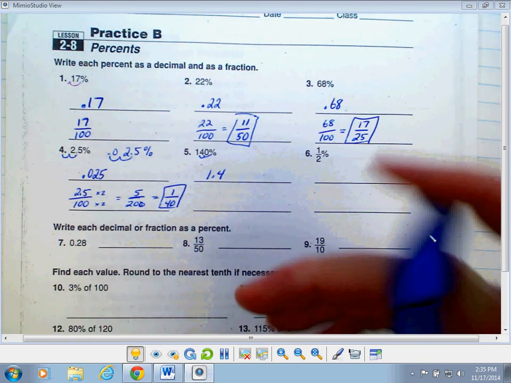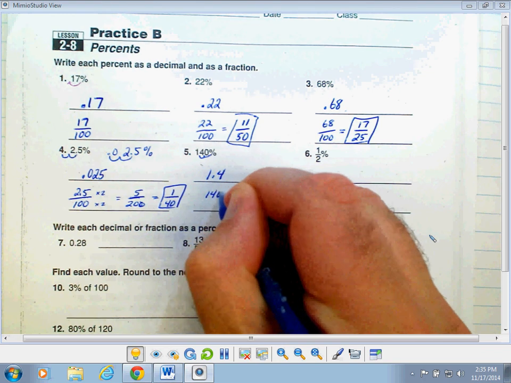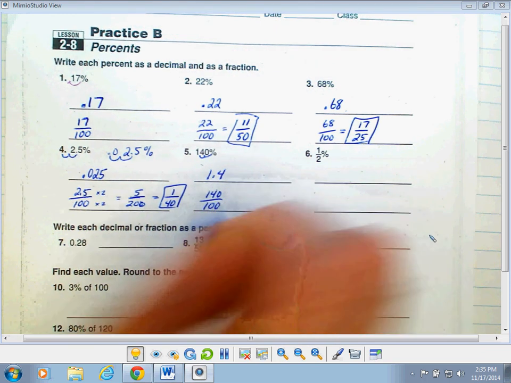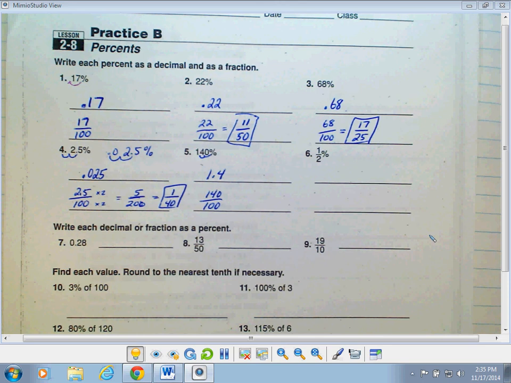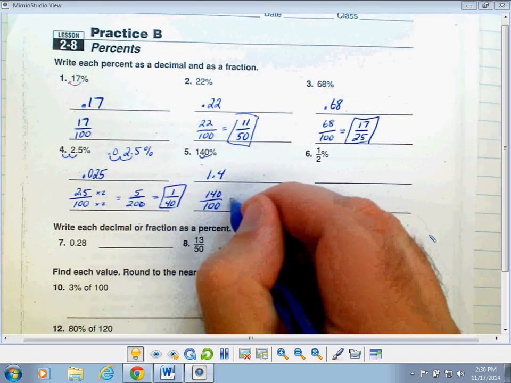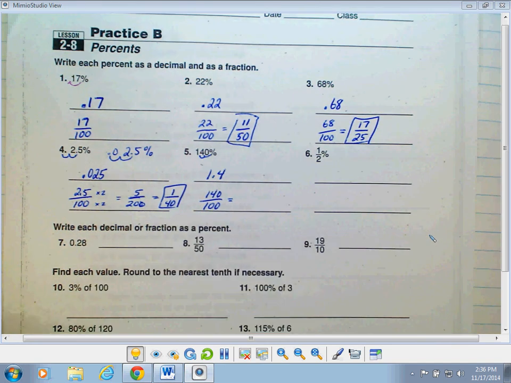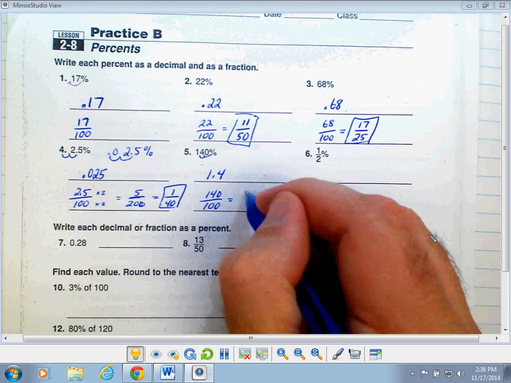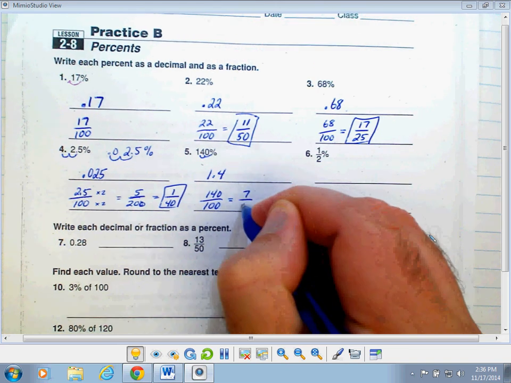So then we also do the same thing with a fraction. It's 140 out of 100. Imagine if you had a 100-point test and you got 140%. It would be more than 100 points. And that's what that fraction indicates. Again, we can reduce it. Actually, this one reduces by 20. 20 goes into the top 7 times and into the bottom 5 times.